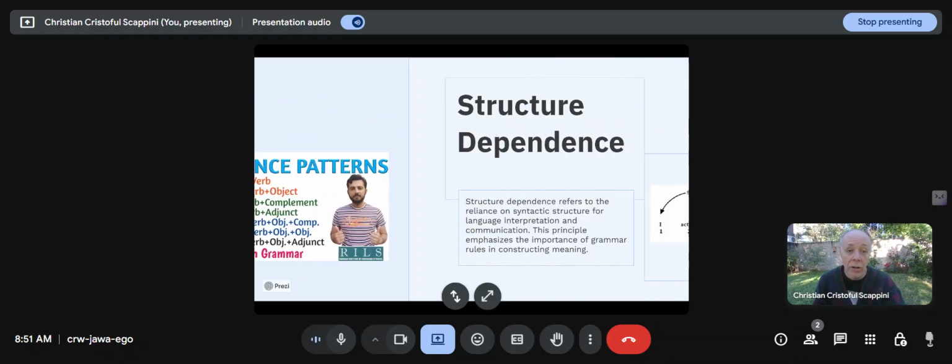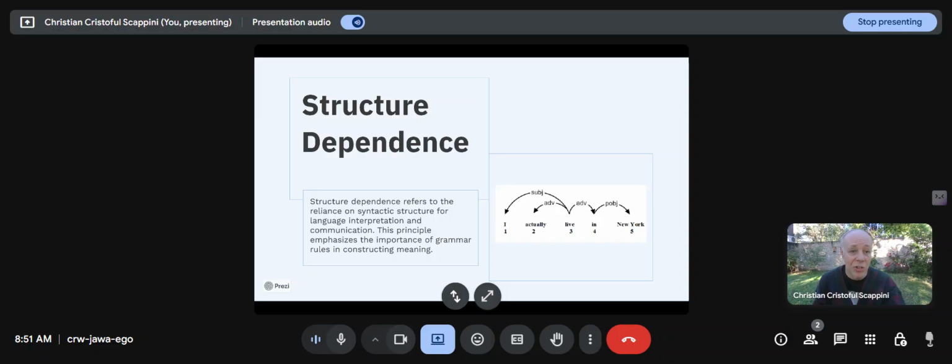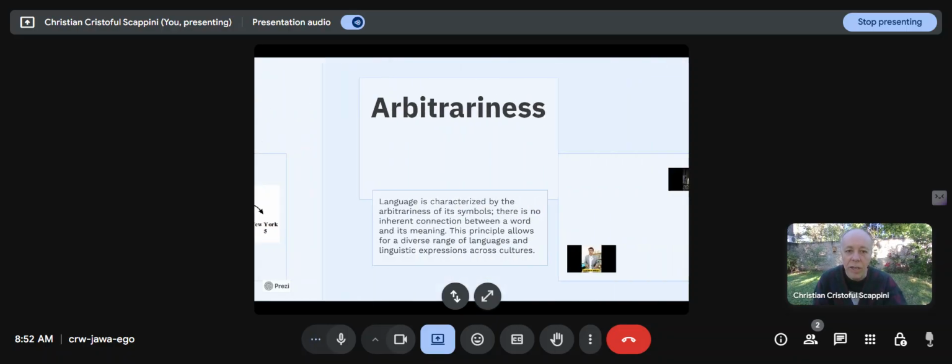Talking about orderly, the next feature of languages is structure dependence. What does it mean? It means grammar. We need grammar. We need certain structure so that we don't just speak like this, which doesn't make any sense. There must be a system, there must be order. So we depend on structure in order to speak and to understand each other so that communication takes place. So structure dependence is mainly grammar.